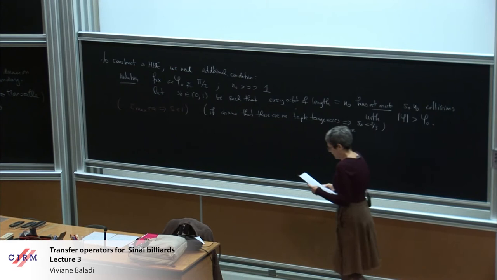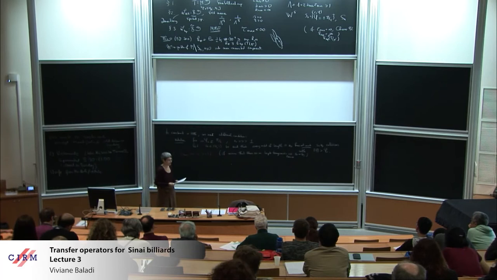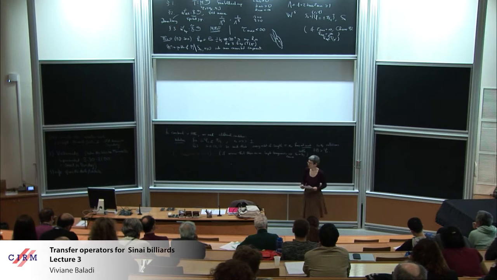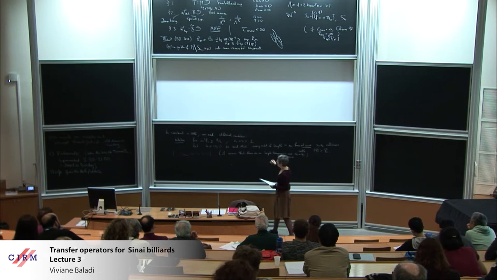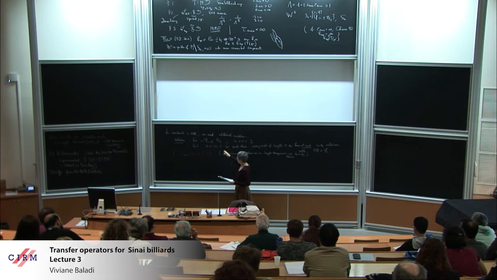And if there are no periodic orbits which have at least one grazing collision, I think you can prove something much better. I think you can even prove that S0 can be taken as small as you want by choosing phi0 close to pi over 2 and n0 big enough, respectively.